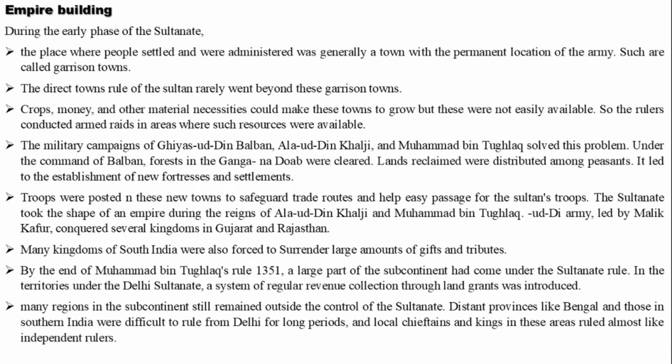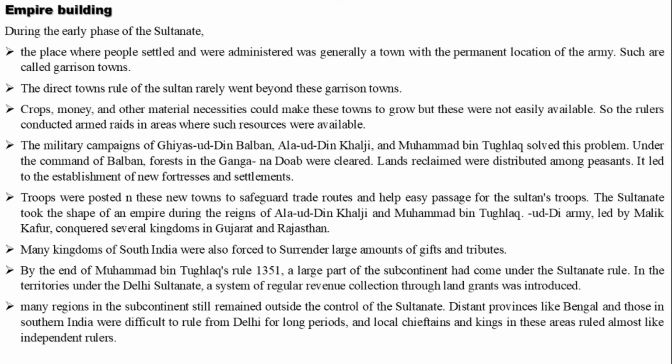The military campaigns of Ghiyas-ud-din Balban, Ala-ud-din Khalji, and Muhammad bin Tughlaq solved this problem. Under the command of Balban, the forests in the Ganga region were cleared, and the reclaimed lands were distributed among the peasants. It led to the establishment of new forts and settlements. Troops were posted in these new towns to safeguard trade, roads, and help easy passage for the Sultan's troops.